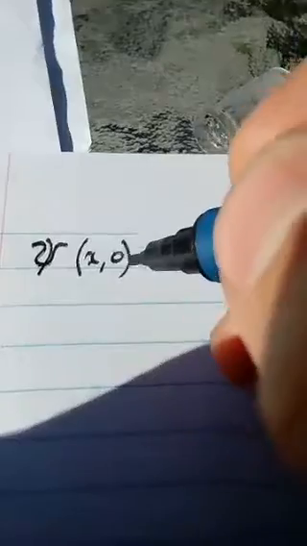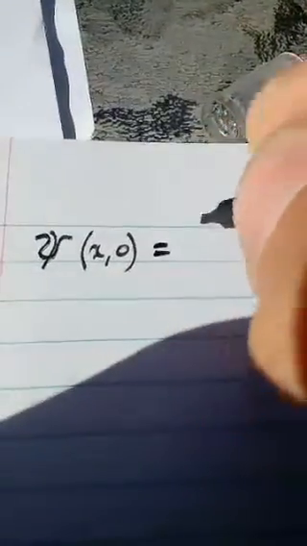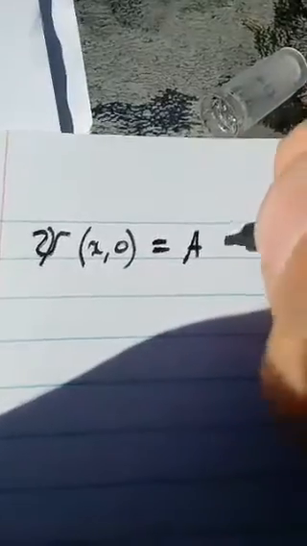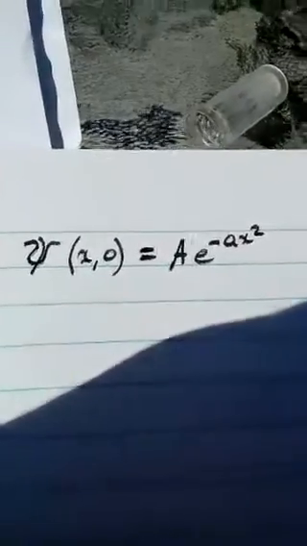So let's begin. Here is the problem. The problem is that we have a wave function, and it looks like this. You ready? This is psi(x, 0), and if you guys remember from last ones, that's a snapshot at the time equals 0, equals A e to the minus a x squared.